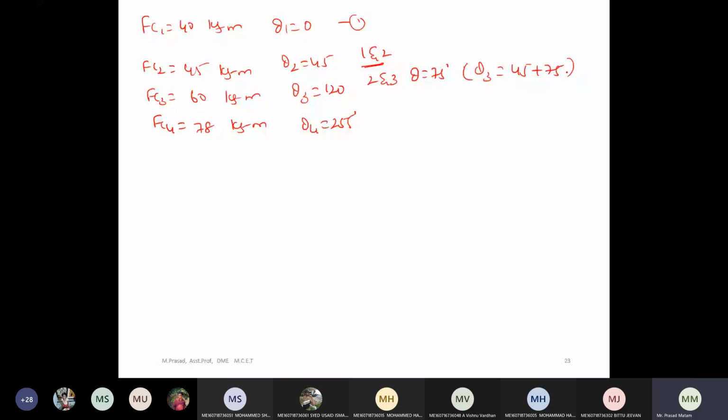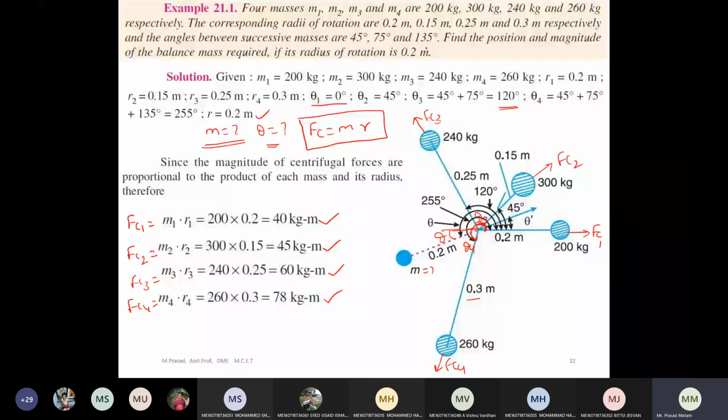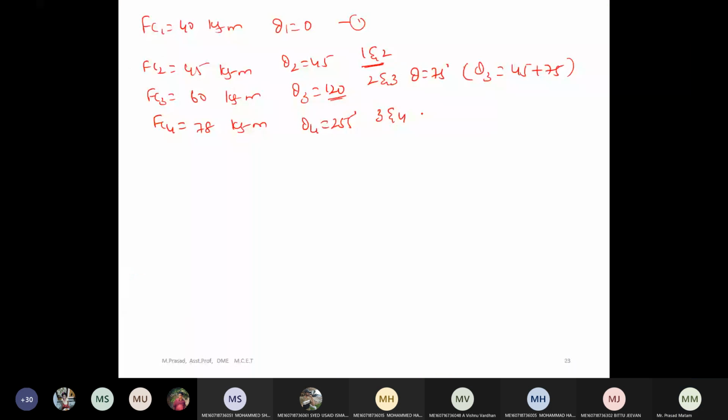Now what is the angle between mass 3 and 4? They have already given it: between mass 3 and 4, the angle is 135 degrees. But what is theta 4? It is 120 plus 135, which comes to 255 degrees. This is how we can get all the values. Any doubts up to here, dear students? Please respond, anyone.